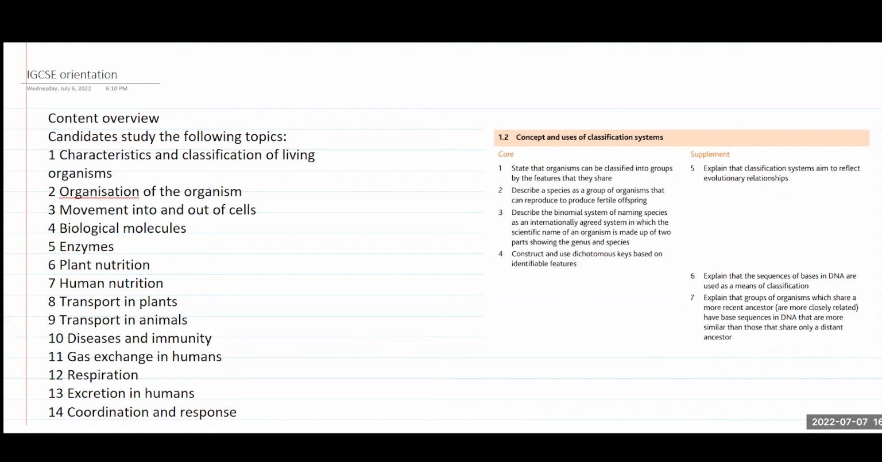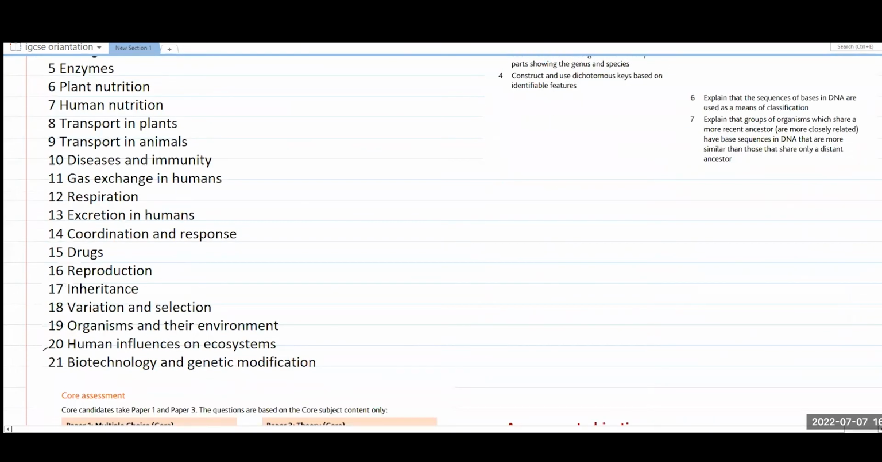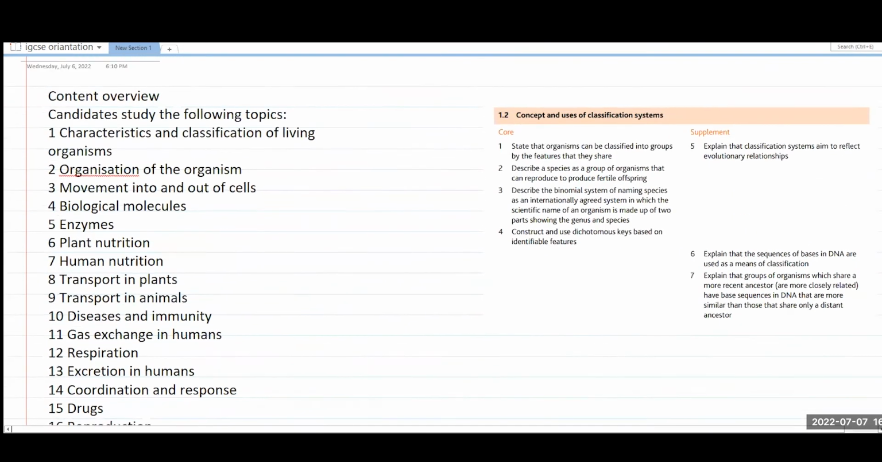First of all, what are the contents of the biology syllabus? If you can see here, there are around 21 chapters. Some chapters are related to an introduction to the whole of biology. We will talk about characteristics of living things and their classification, then some information about the cell structure, then the movement of substances into and outside the cell.